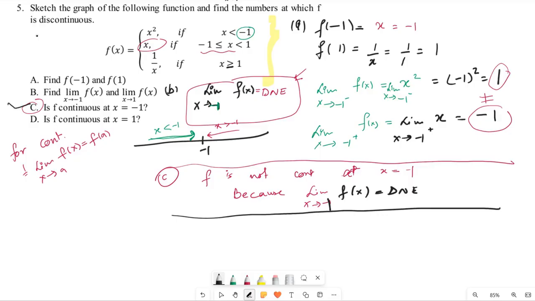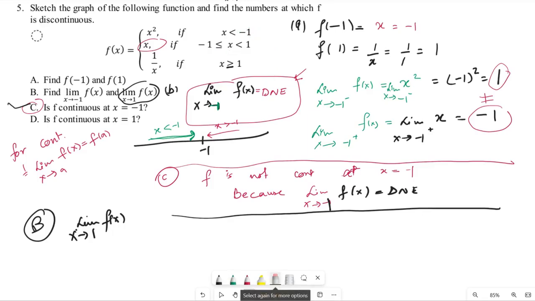Now I'm going to go back to part B. There was another part to find the limit of the function as x approaches 1. One more time, it's a piecewise defined function. If it's a piecewise defined function, we need to always find the left limit at 1 first and the right limit.